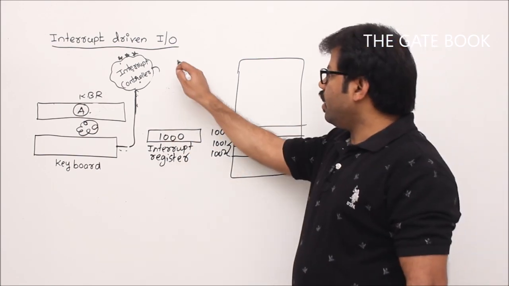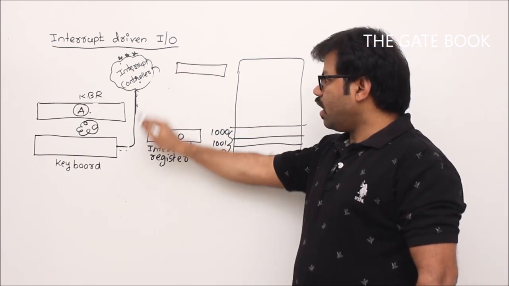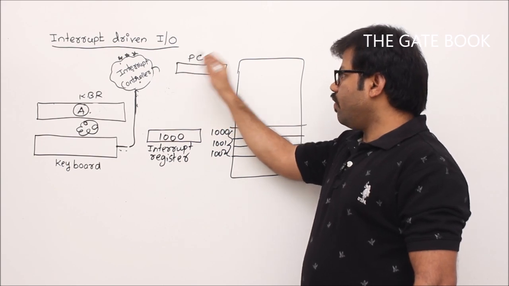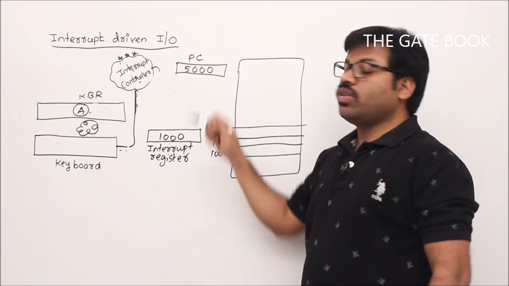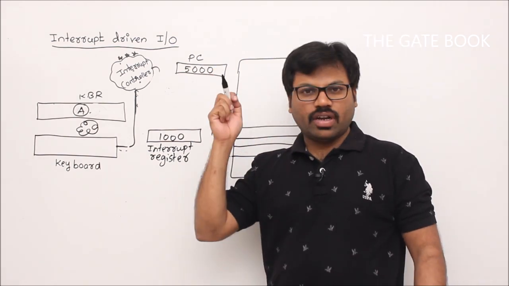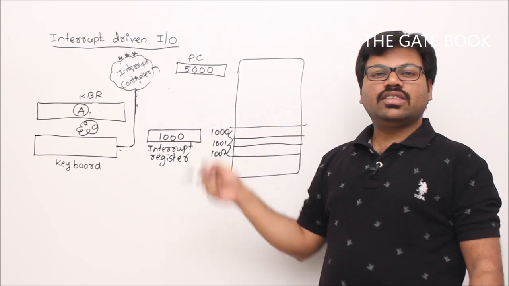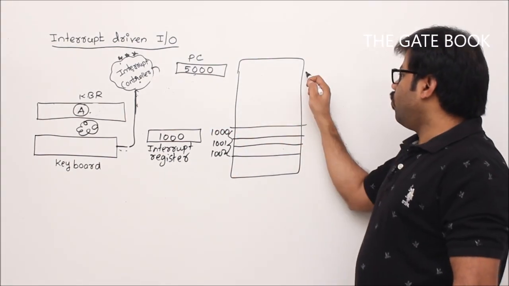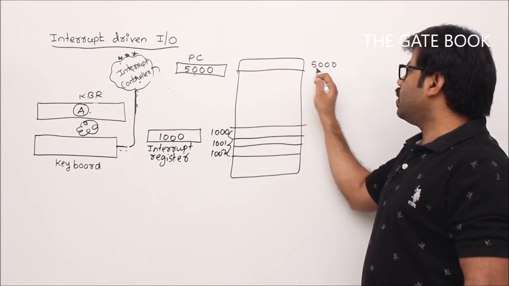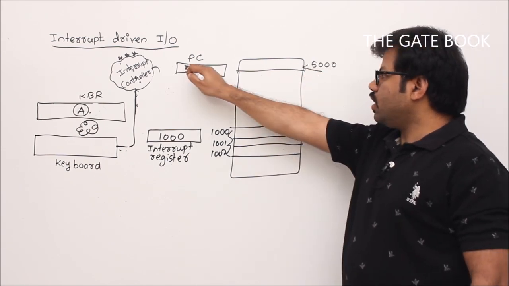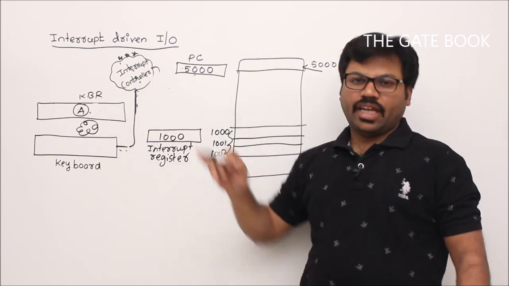Now automatically, remember one thing: whenever an interrupt comes, the program counter, wherever it is currently showing, let's say it is working at 5000. That means you are executing the lines of some program where the address is 5000. Assume that for the time being. So you are currently executing here, and while executing here, an interrupt came.